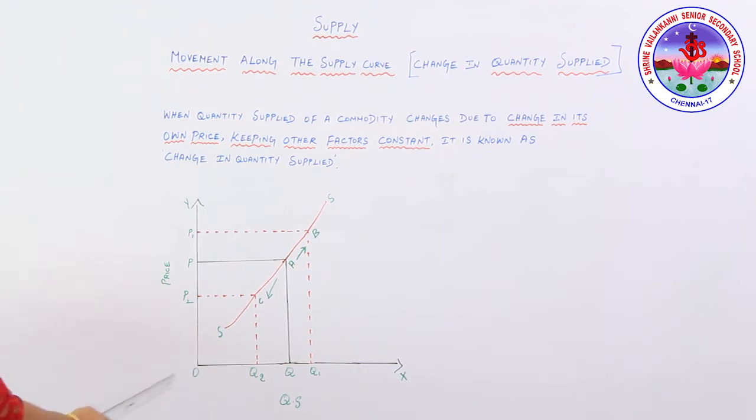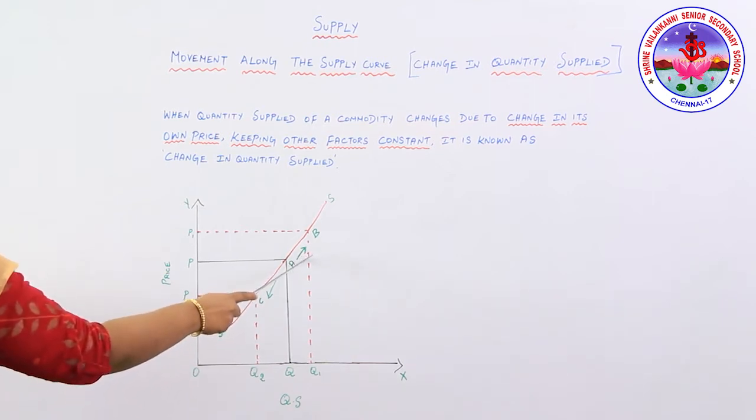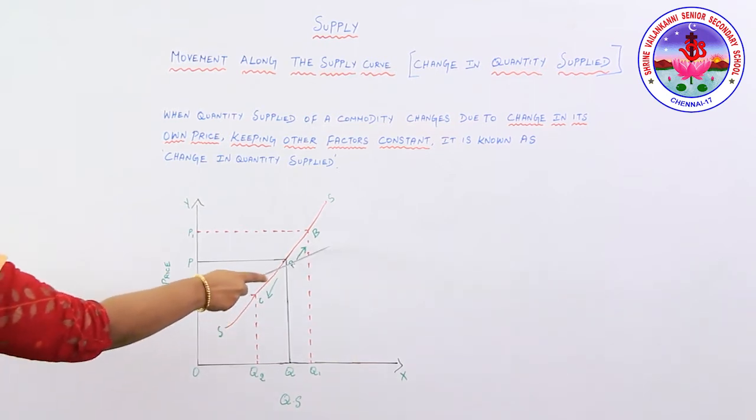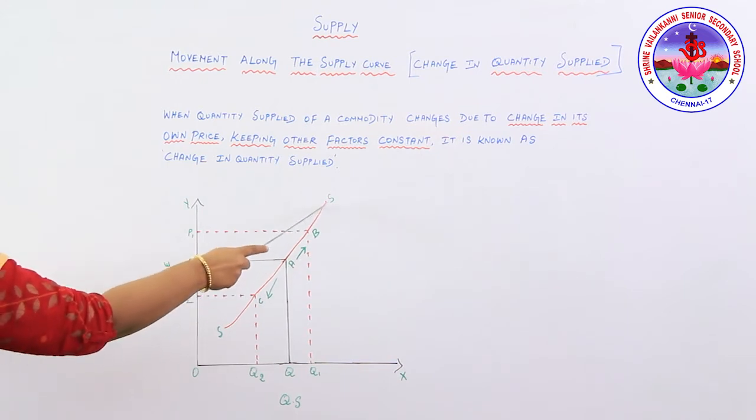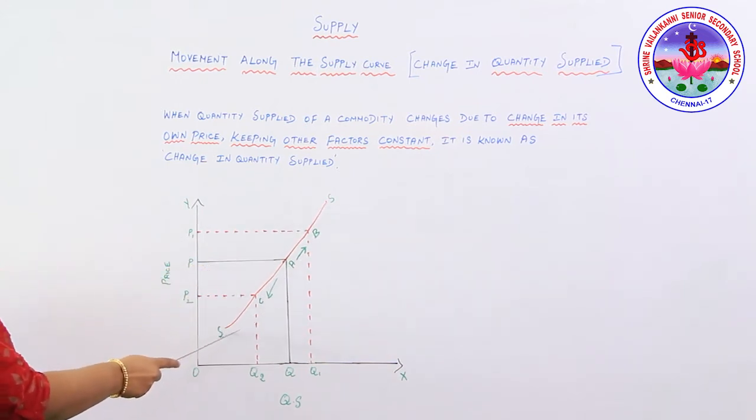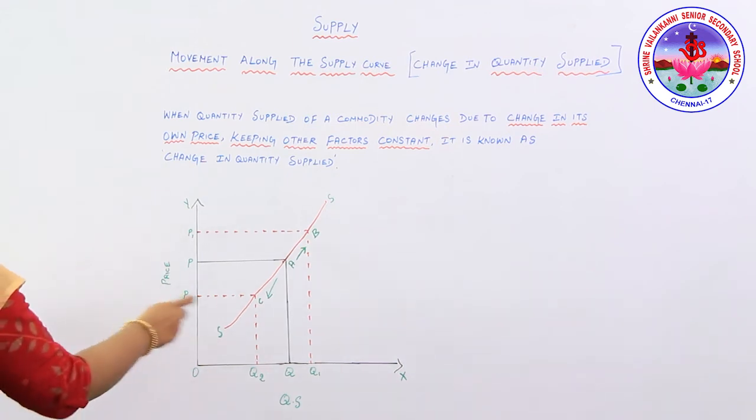When price rises to OP1, what will happen to the quantity supply? Quantity supply also rises to OQ1. It's known as expansion in supply, which is leading to an upward movement from A to B along the same supply curve. We are calling it an upward movement.